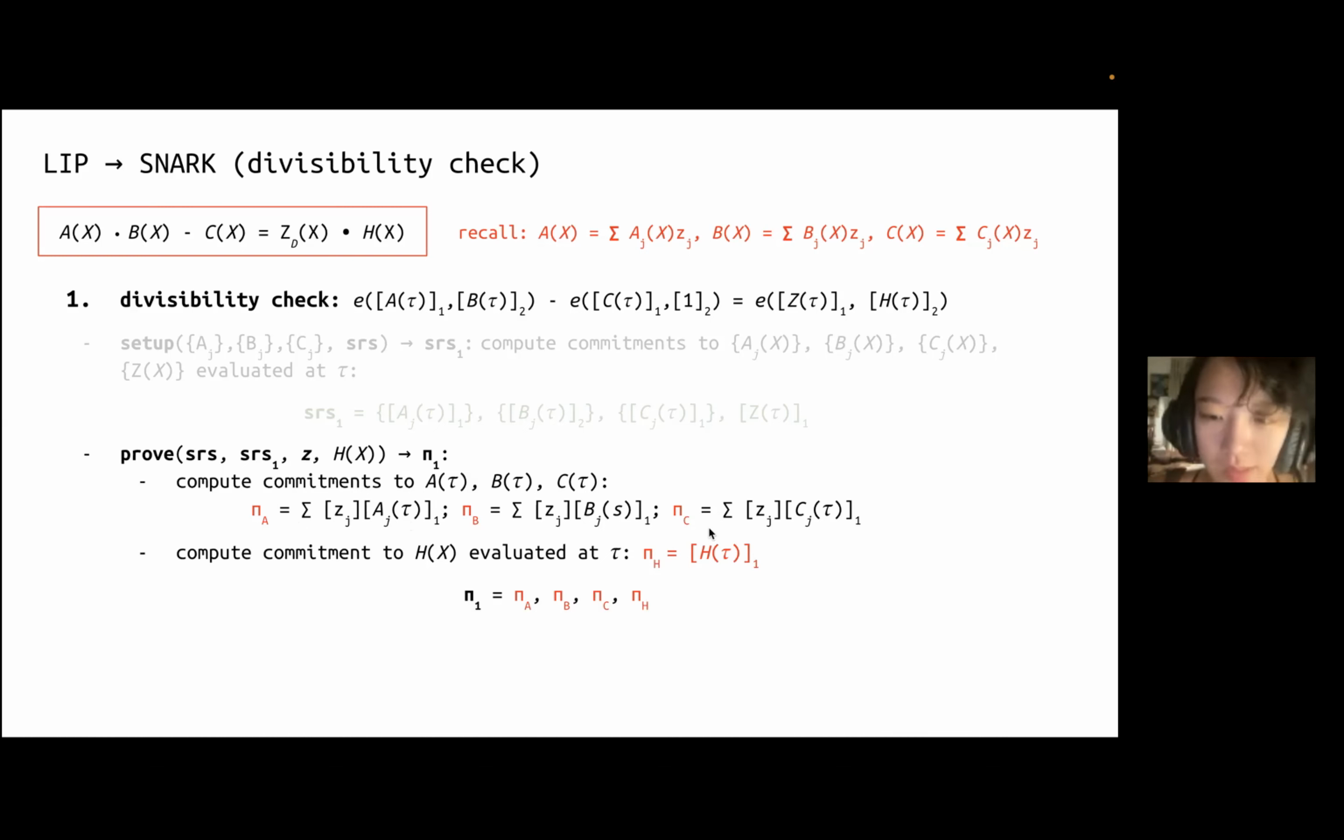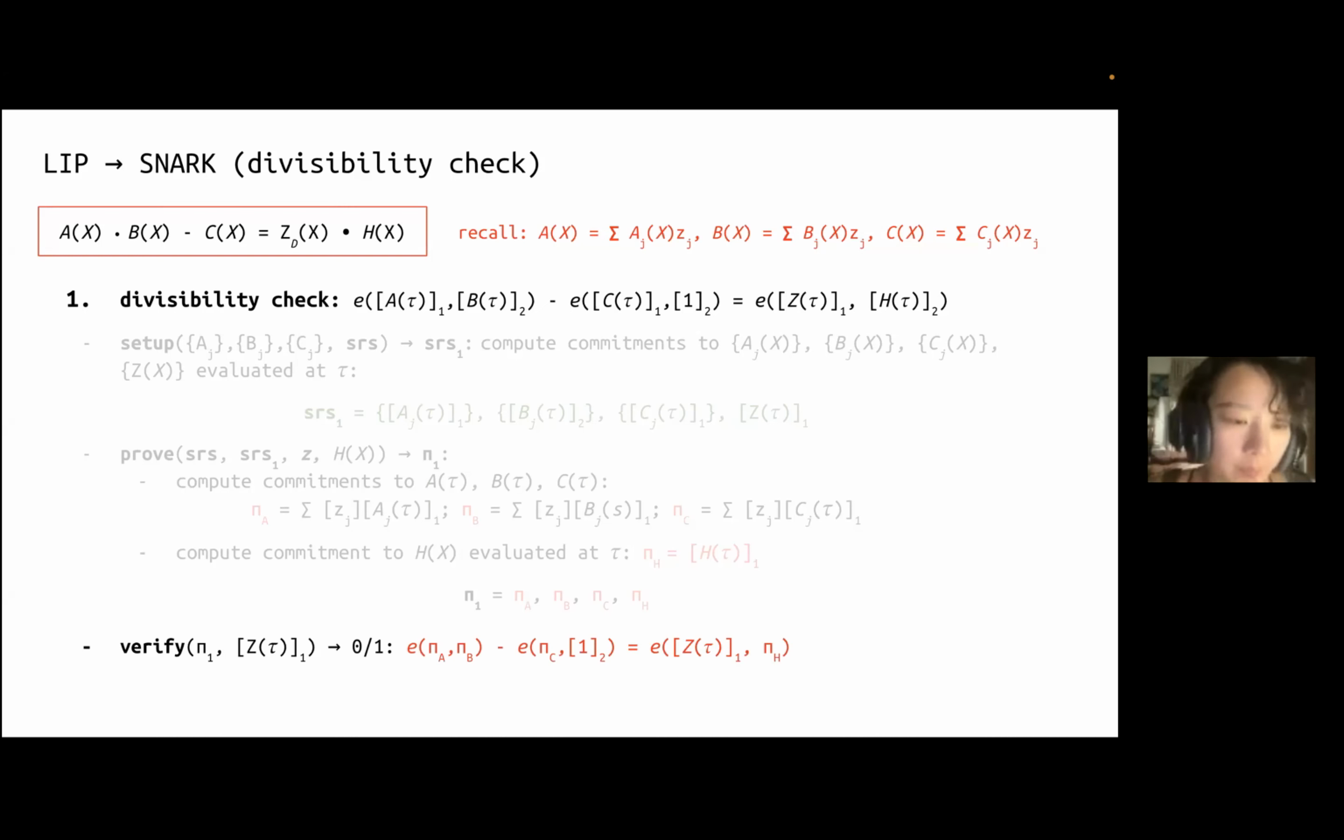And same for pi B and pi C. And same for H. We just evaluate blind evaluation of the quotient polynomial H at tau. And we output these 4 group elements, pi A, B, C, H. Is there a question? Using these 4 group elements, the verifier can check this identity using pairings.